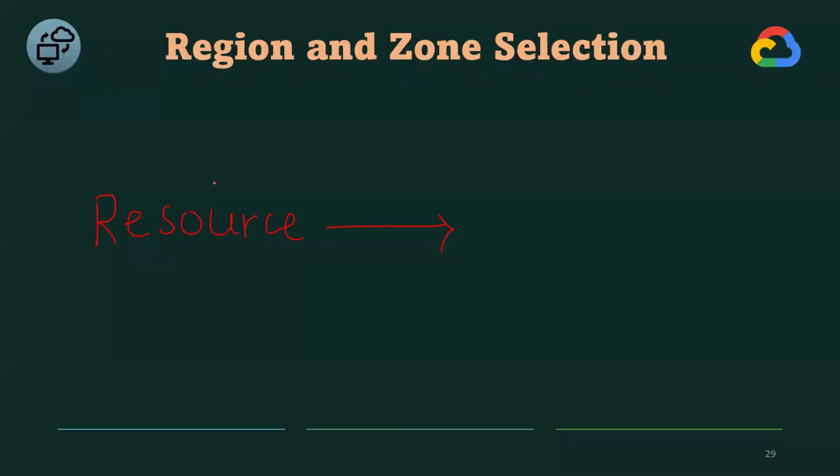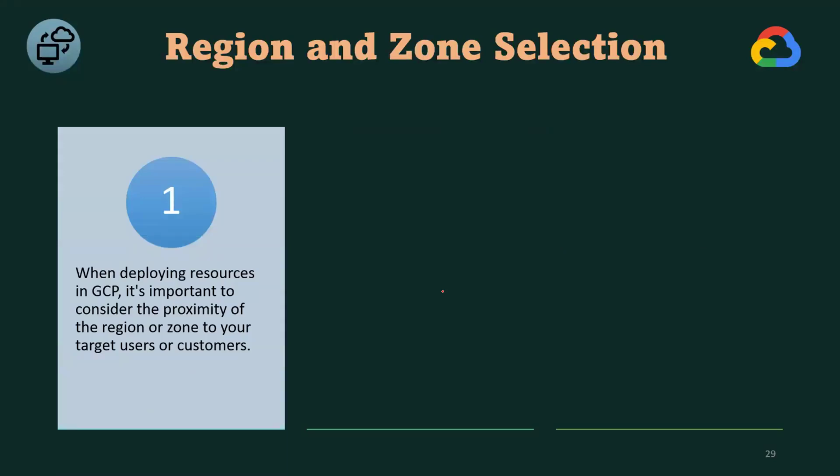If you want to create any resources, selecting a proper location is very important. A proper location is nothing but selecting a proper region and zone, which is very, very important. We have a total of 3 points which are very important. Let us try to understand. The very first point is, whenever creating or deploying resources in GCP, it is important to consider the proximity of the region or zone to your target users or customers.